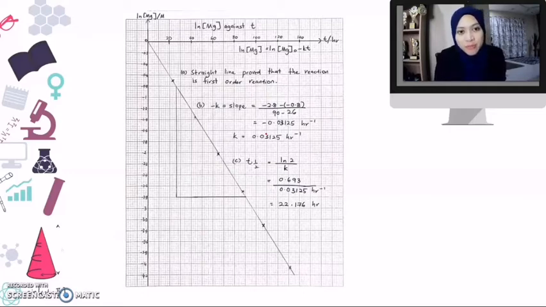But for this graph, I get that straight line. So after I plot the graph with correct axis with straight line, I have to state this confirmation: straight line proves that the reaction is first order reaction. Because the question asks you to prove, right?